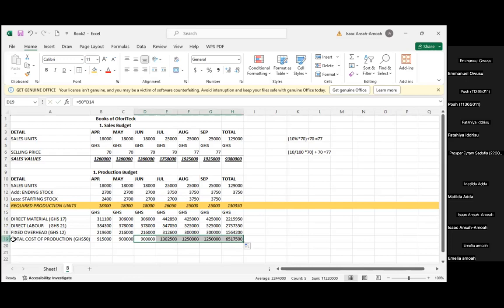This total cost of production, you're not going to even use it to do anything in the preparation of the budget. But it was important you compute it. But you are not going to use it anywhere in your budget preparation again. Why then do we have to work all this? Well, you may have to work this out because there will be marks allocated to it. That's all. Otherwise, it's not important.